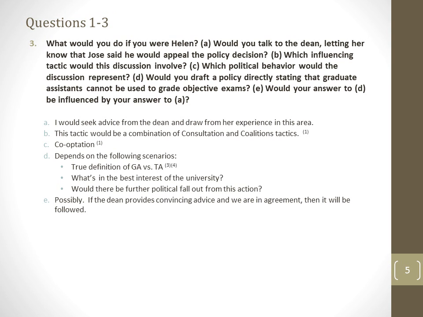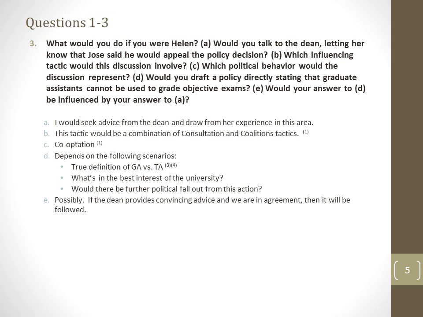Part B of the question, which influencing tactic would this discussion involve? I think it would be a combination of consultation and coalition tactics. Consultation, obviously, because she's getting answers in terms of advice as to what to do. And the coalition tactic is to get partnership with or better rapport with the dean, so that at least they would be in a better standing if, worst case scenario, the appeal is taken to the higher management.